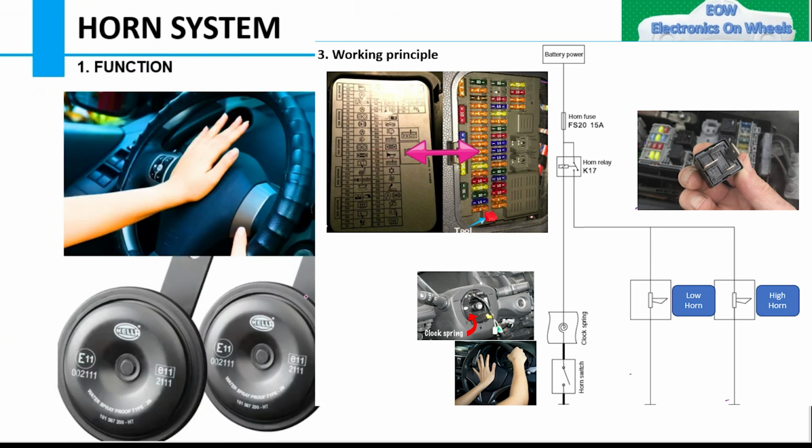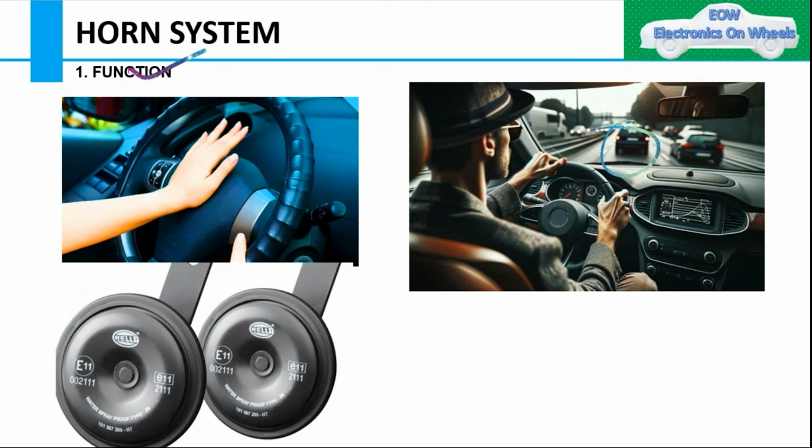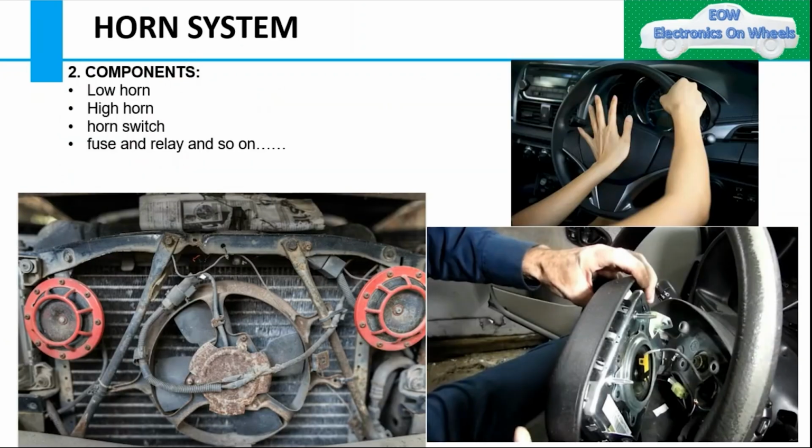First, as you know, the function of the horn system is to remind pedestrians and other vehicles to pay attention to safety, to avoid unexpected traffic accidents. The horn plays a very critical role when it comes to safety. This is the basic function of the horn system, to make the surroundings, pedestrians, or other vehicles aware and pay attention. Let's move to the components.